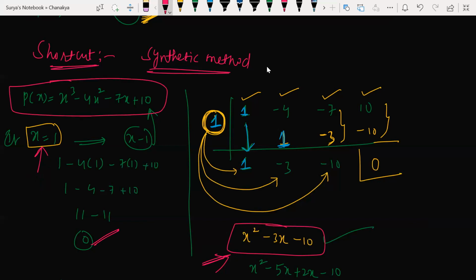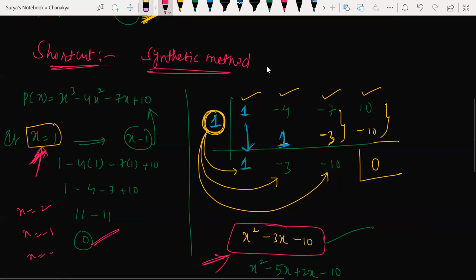polynomial. If 0 doesn't come, then we'll take -1 or some other number. X is equal to 2 will try, x is equal to -1 will try, x is equal to some other number will try, and we'll try until we get 0, then we'll proceed forward. Understood my point? We'll try until we get 0 here, then we'll go with this method. Shall we solve one more question?